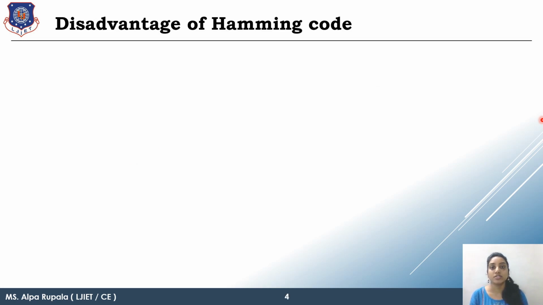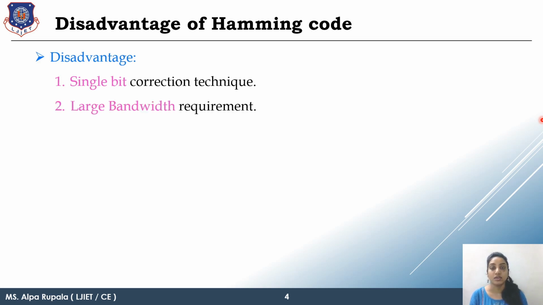Now first of all, what is the requirement of convolution code? Because there are disadvantages in Hamming code. First, this technique is based on single bit correction. We can only correct a single bit error. Second, we require large bandwidth because the code sequence is of a very large amount. And we are adding extra redundant bits for the error control mechanism, which also increases the size of your data.